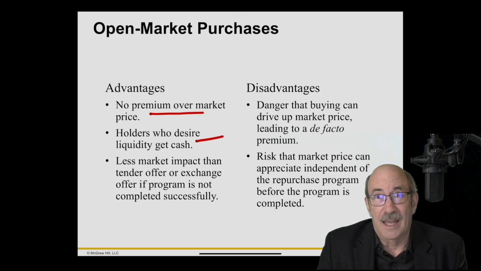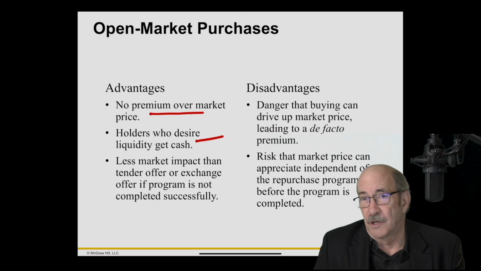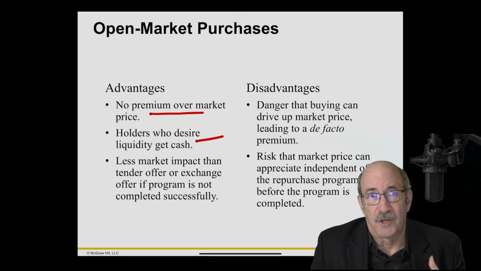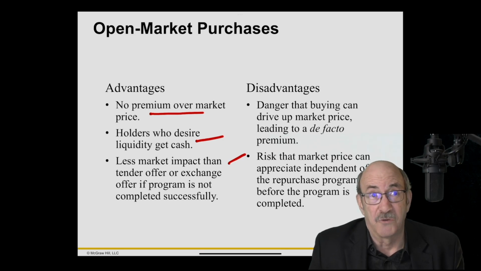Holders who desire liquidity get cash. Well, what that means is that let's say that you want to sell your shares. Well, there's the normal market activity, but if we have a company who has a broker that's out there buying shares, that creates additional demand, buying demand. So price will not tend to drop as low if we're trying to sell. There's usually a counterparty that's standing by to buy, at or above a certain price or within a range of prices. There's less market impact than a tender offer. Well, partly because we can do these open market purchases, we don't even have to announce them.